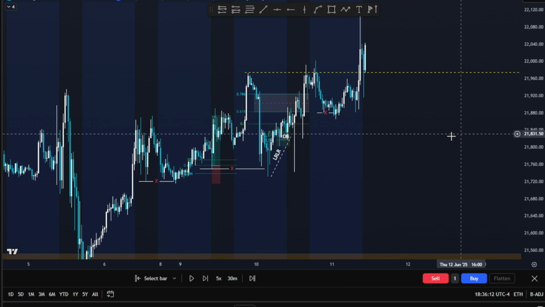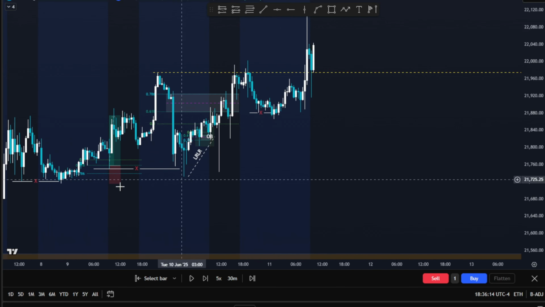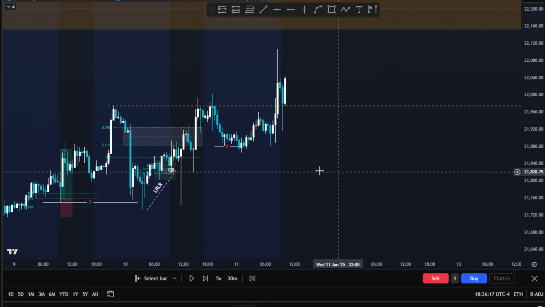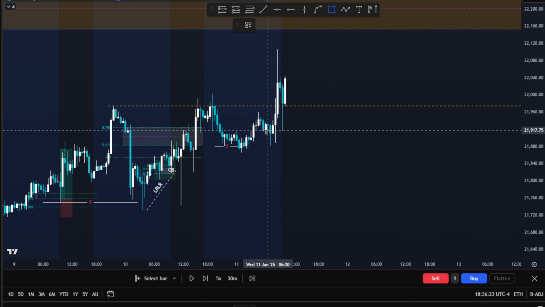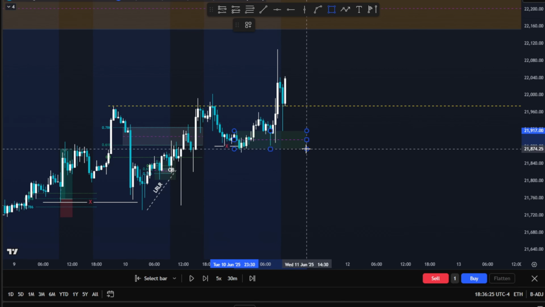Same thing on Wednesday as well, same thing on Tuesday, same thing on Monday. So it's just the same pattern for this week. It's pretty straightforward, and it's all bullish for the majority of the trades I took. So on the 30 minutes, this is my zone that I want to look for.